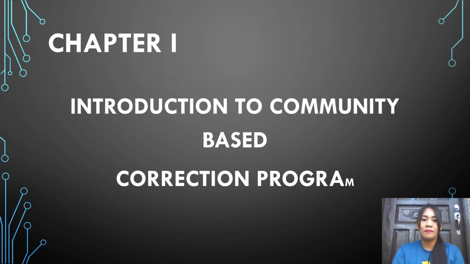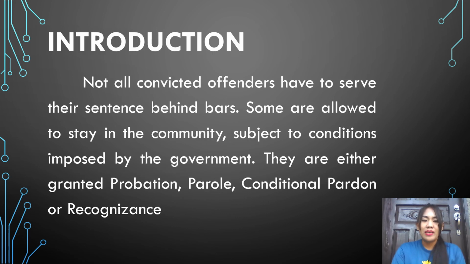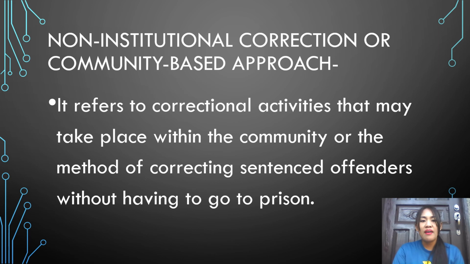Non-institutional correction. So for chapter 1, we have the introduction to community-based correction program. As an introduction, not all convicted offenders have to serve their sentence behind bars. Some are allowed to stay in the community subject to conditions imposed by the government. They are either granted probation, parole, conditional pardon, or recognizance. We have here the non-institutional correction or community-based approach.